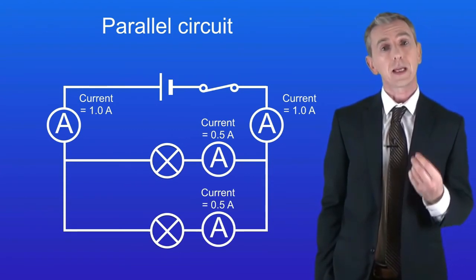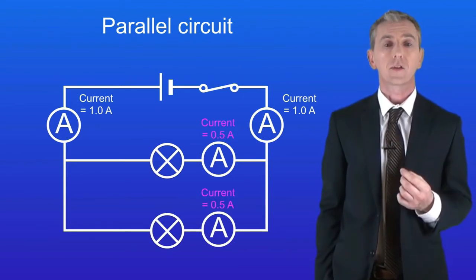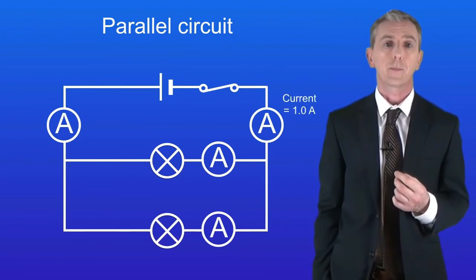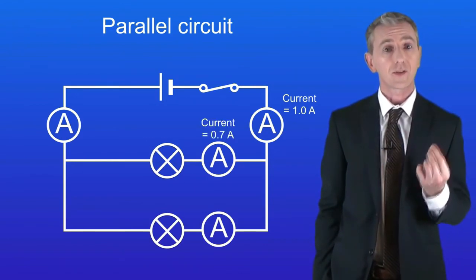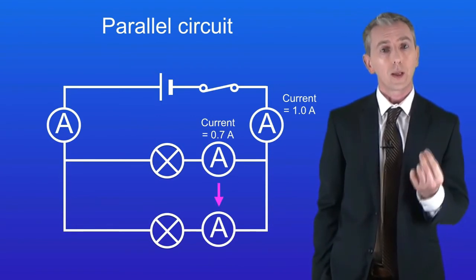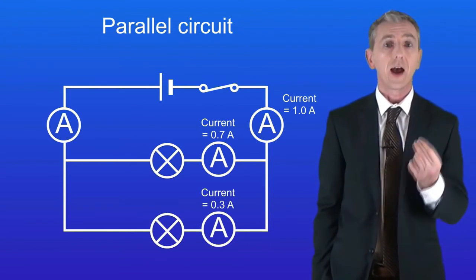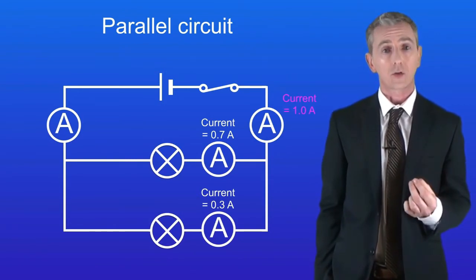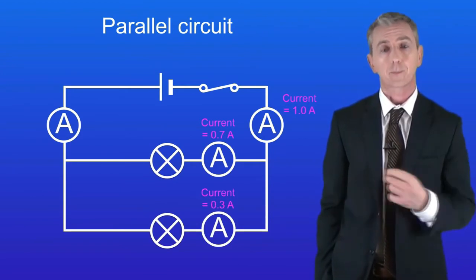Okay, now in this example, I made the current the same in the two branches, here and here, but they don't have to be the same. Here's the same circuit, and the current at the start is still 1 ampere. But when I measure the current here, it turns out to be 0.7 amperes. Can you work out what the current will be here? Well, it will actually be 0.3 amperes, because the currents in the two branches have to add up to the current at the start. So if we have 1 ampere at the start and 0.7 amperes here, then we must have 0.3 amperes here.